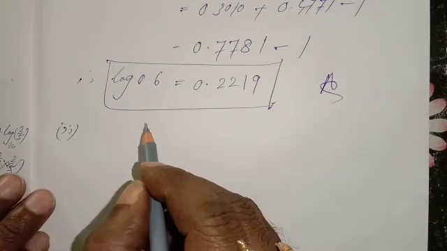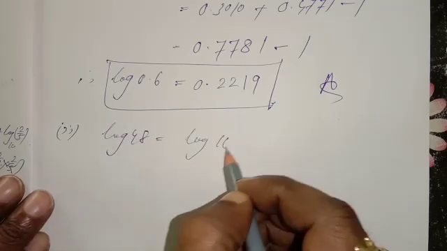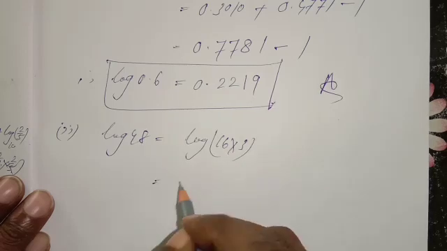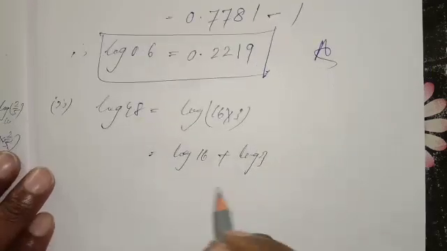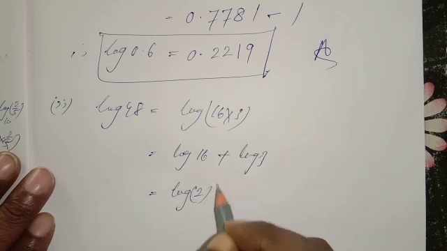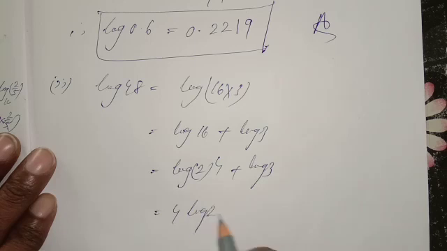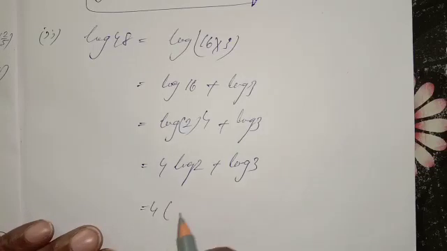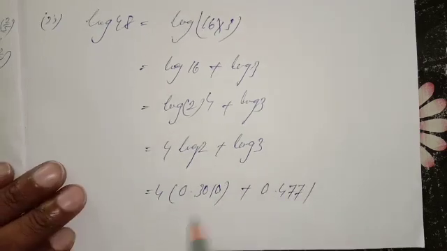Next, second part. You have to find out log 48. 16 times 3 is 48. That is equal to log 16 plus log 3. 16 means 2 to the power 4, so 4 log 2 plus log 3. Now put the value of log 2, 0.3010, plus log 3 value, 0.4771. First multiply here.